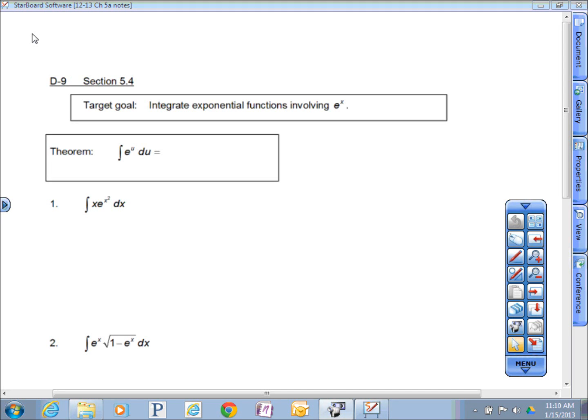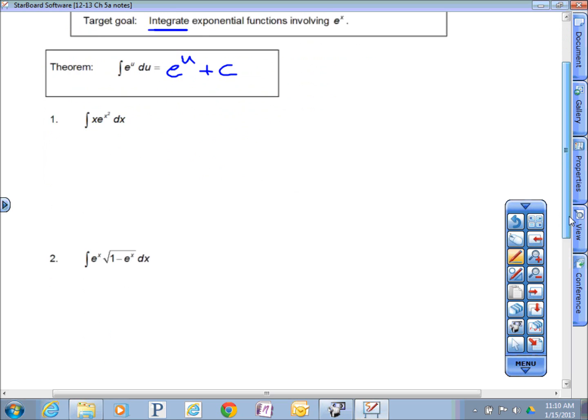Day 9, more of 5.4, but instead of differentiating exponential functions, this time we're going to integrate them. So now we're reversing the process, antiderivatives. The antiderivative of e to the u, du, is e to the u plus c. One of your favorites, I would guess. So I got three problems set up here.